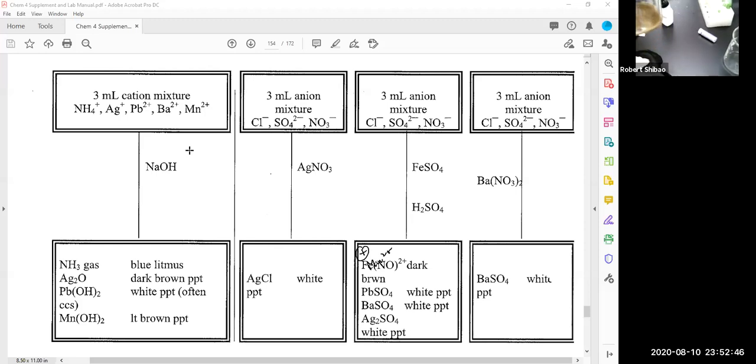What color is that precipitate? Well, it's kind of a white, brown, light brown. If you look at the interfering species here, we have dark brown precipitate, which is silver oxide. Maybe that's some dark brown precipitate. Maybe there's some white precipitate mixed in there, which is lead(II) hydroxide. And maybe there's some light brown precipitate mixed in there, which is manganese(II) hydroxide.